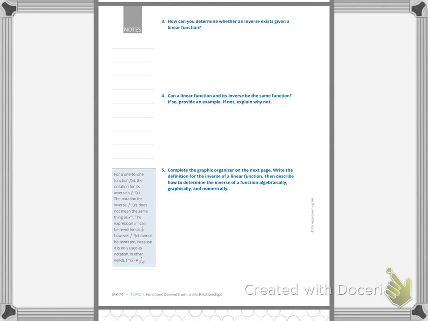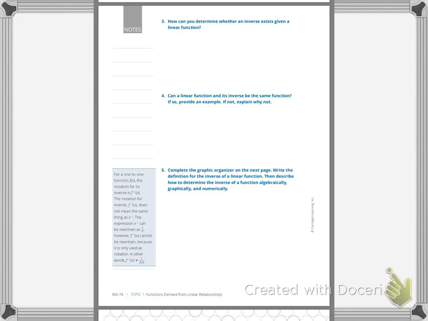Okay, it says, how can you determine whether an inverse exists given a linear function? Okay, the only linear functions for which an inverse won't exist are constant functions. For all other linear functions, an inverse should exist. So a constant function increasing by the same amounts, that straight up and down.